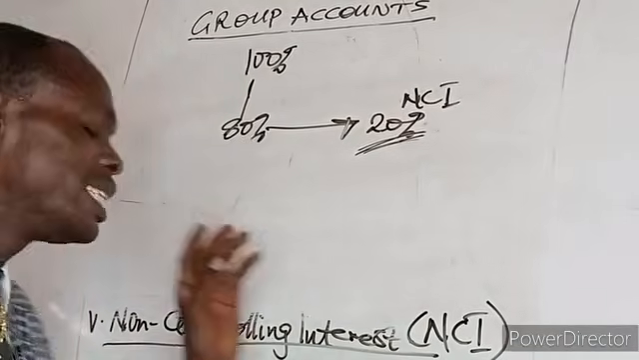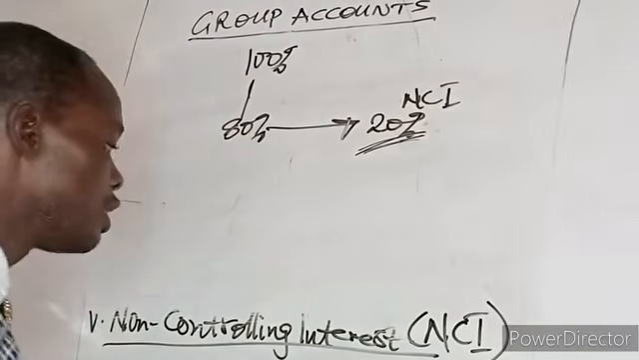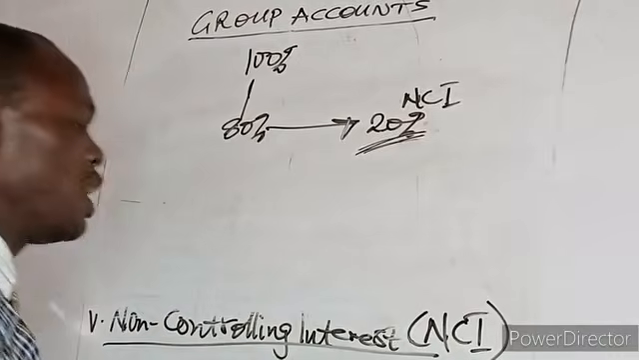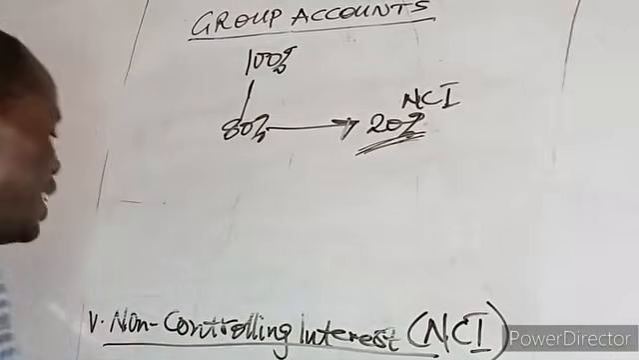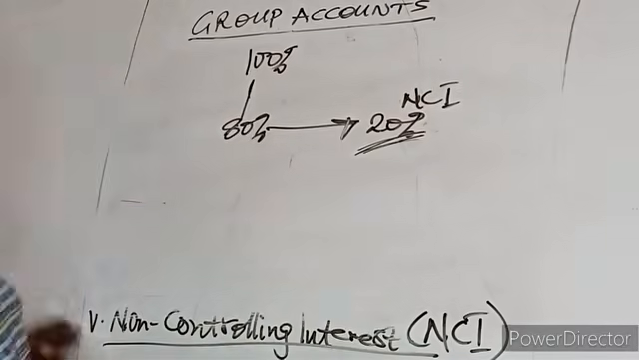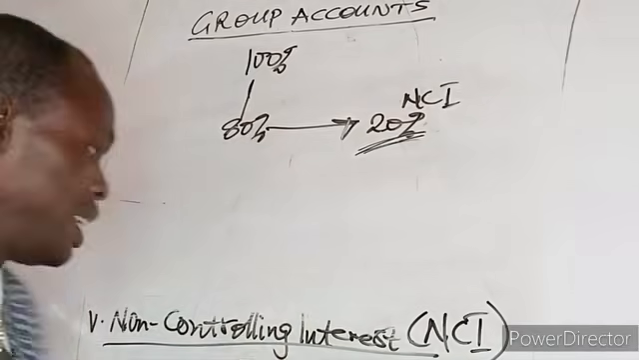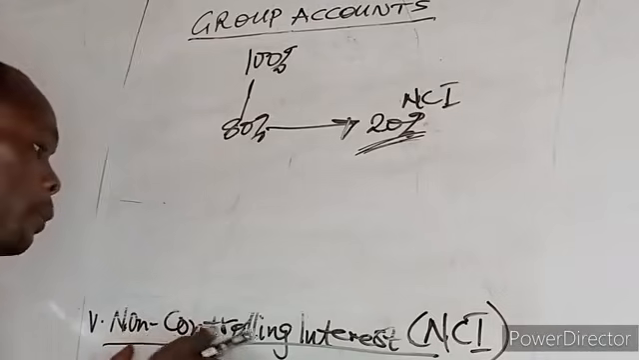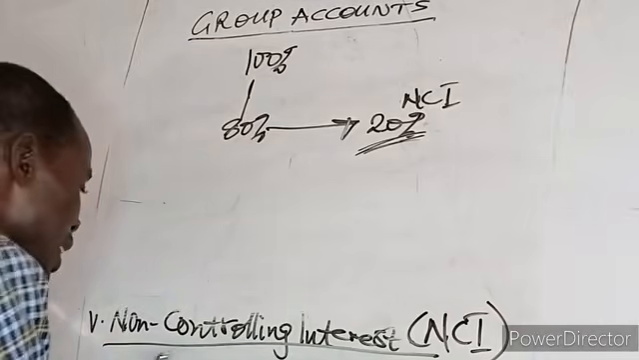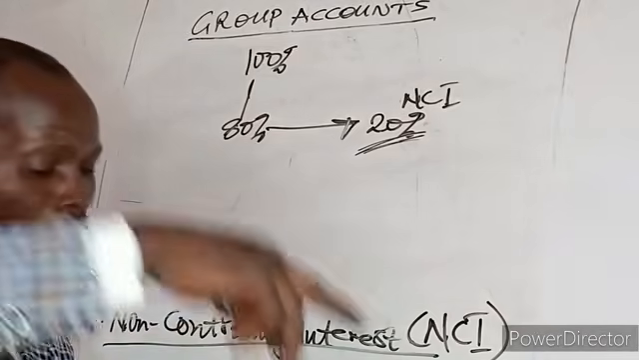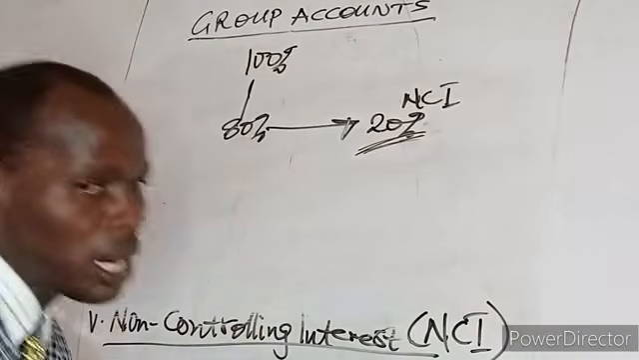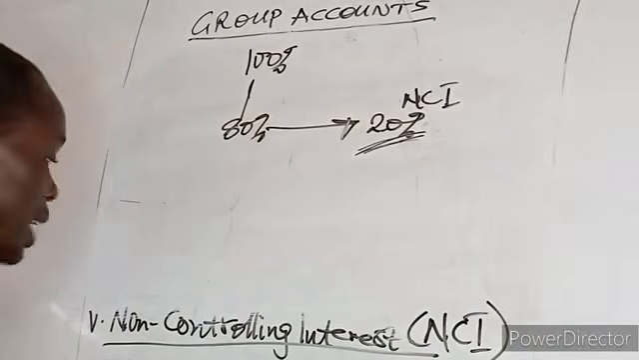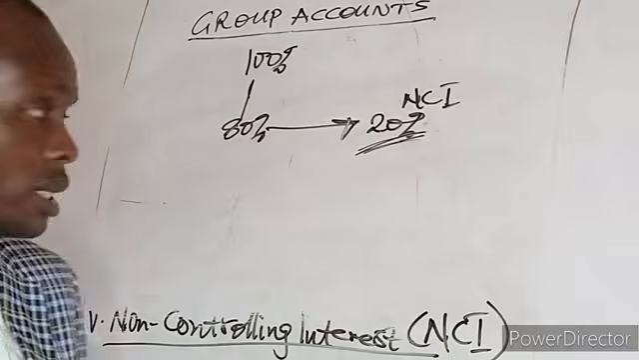The part of the equity interest of the subsidiary which does not belong to the parent, which is not acquired either directly or indirectly by the parent company, is known as non-controlling interest. I repeat, that is non-controlling interest.